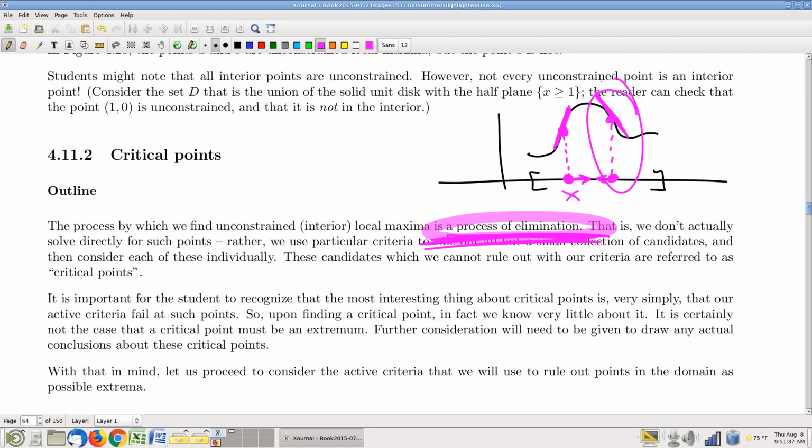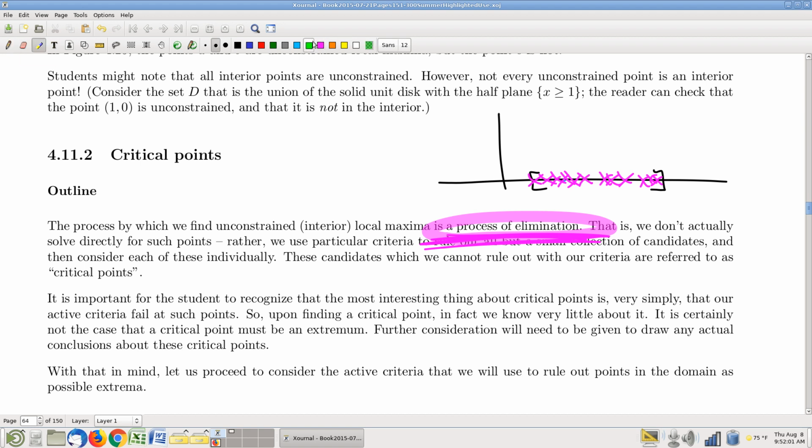Okay, so this is the process of elimination perspective that I want to make sure everybody gets out of single variable optimization. We eliminate most of the points in the domain. That's the big idea. I eliminate practically every point in the domain. There's going to be a couple of points maybe here and there that I can't eliminate.